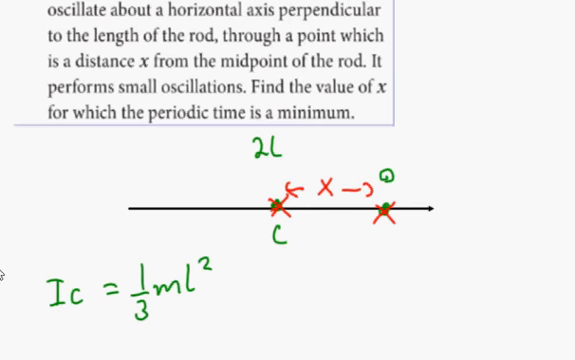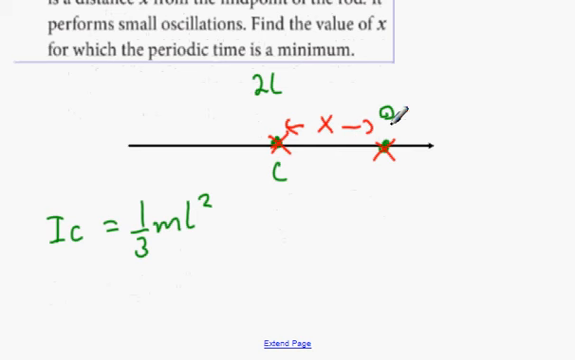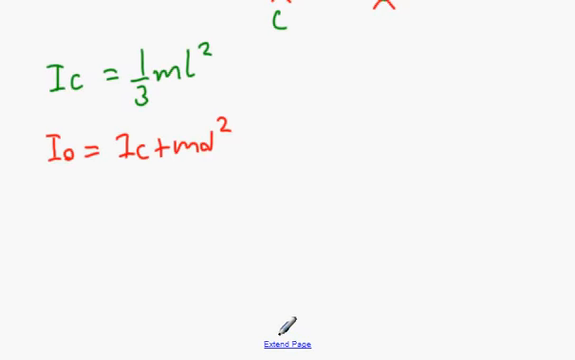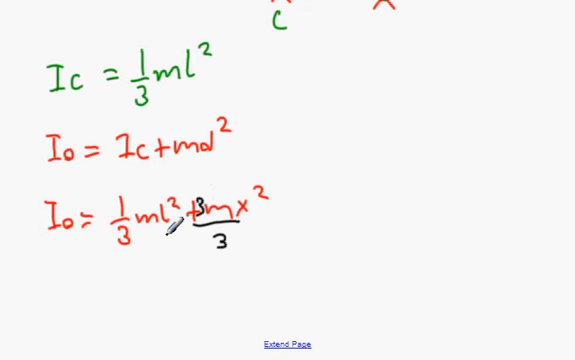Now we can use the parallel axis theorem to get its rotation around O, and its rotation around O is going to be I_C plus MD squared. And what we're going to get there is I_O equals a third ML squared plus Mx squared. Now what you can do there is multiply the top and bottom by 3, and then take out a third M just to give it a nice round figure. So a third M into L squared plus 3x squared.